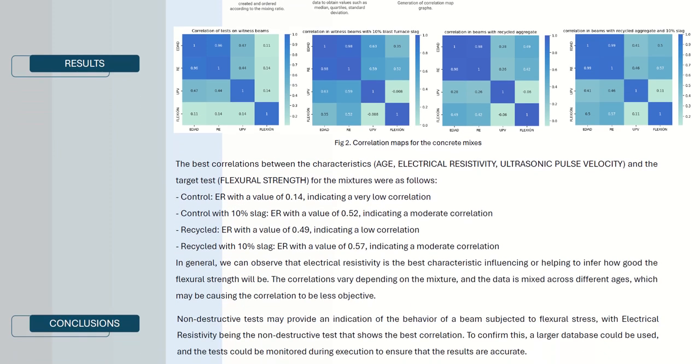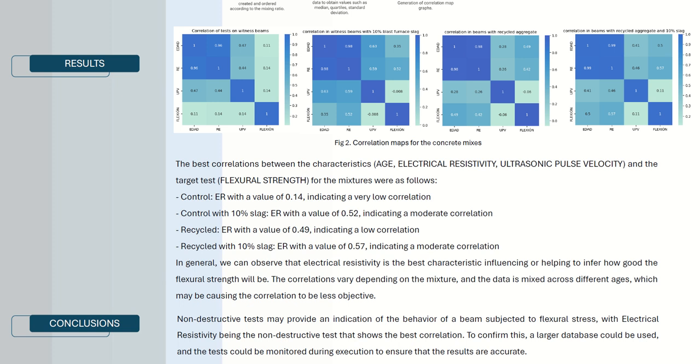The results. The best correlation between the characteristics age, electrical resistivity, ultrasonic pulse velocity, and the target test flexural strength for the mixtures were as follows. Control, ER with the value 0.14, indicating a very low correlation. Control with 10% slag, ER with a value of 0.52, indicating a moderate correlation.